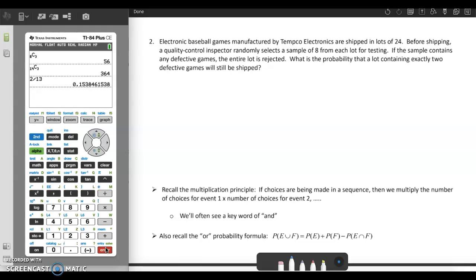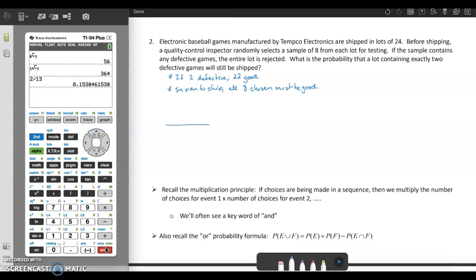Okay, I'm going to collect my thoughts a little bit on this because there's a lot of information. The one thing that I want to make a note of is that if there are 2 defective in a shipment, remember the shipment has 24 total, so that would mean that there are 22 good in that same lot. That might be helpful to just lay out there. And in order to ship, all 8 of the chosen have to be good. Because even if they pick just one defective game, they're going to throw the whole lot out. So in order to ship, all 8 of the randomly chosen games have to be good.